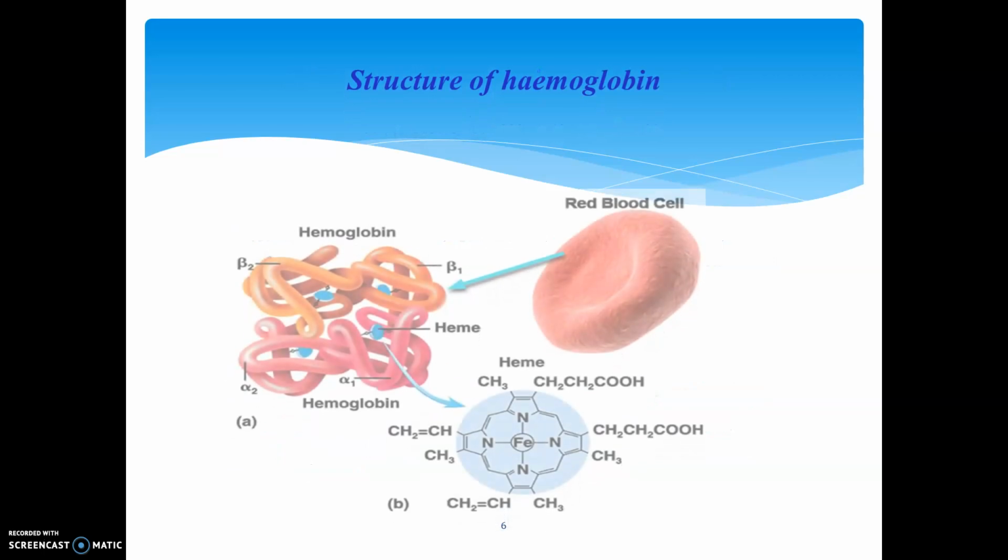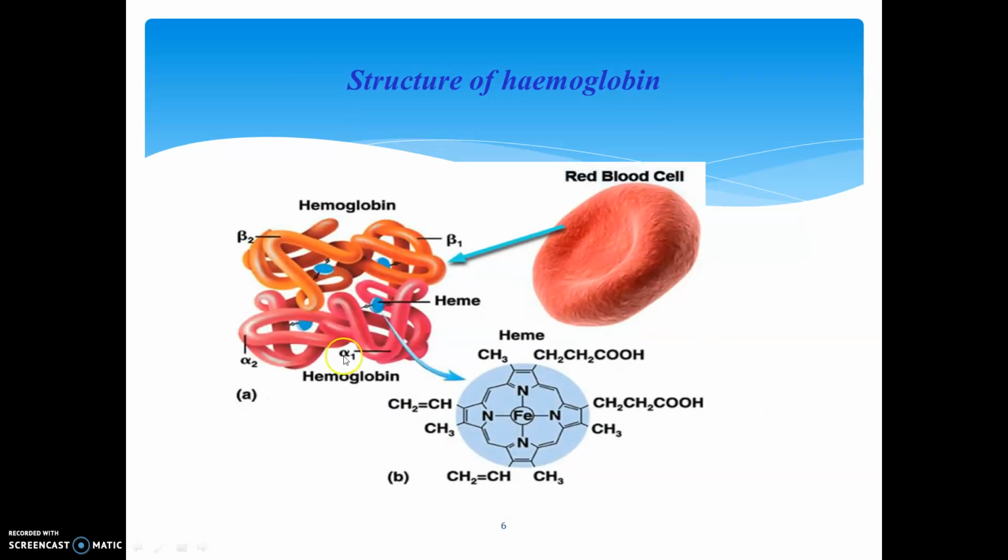Coming to the structure of hemoglobin, this is the structure of hemoglobin. This is a red blood cell in which hemoglobin is present. In hemoglobin, you can find two polypeptide chains alpha 1, beta 1, alpha 2, beta 2. Four polypeptide chains are present in hemoglobin, non-covalently bound to each other, and a heme iron complex is present on all polypeptide chains. That means each polypeptide chain holds this complex, which is blood in color, so the color of hemoglobin will be blood.